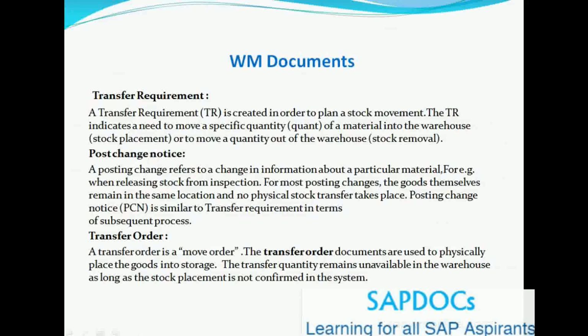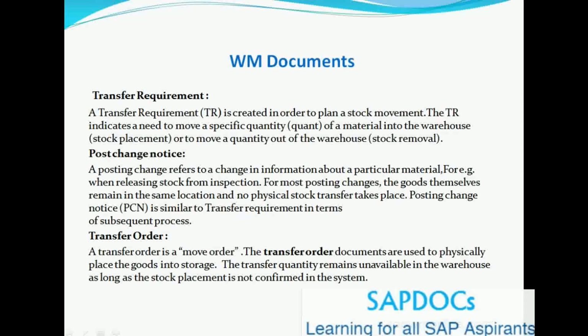So whenever you do a posting change, or you change the status of the stock from Q to unrestricted or from unrestricted to Q or to block, a document called PCN is generated in the warehouse. So when a PCN is generated, the stock physically does not change bins. It will remain in the same bin, only the status of the stock is updated. Transfer order. A transfer order is a move order.